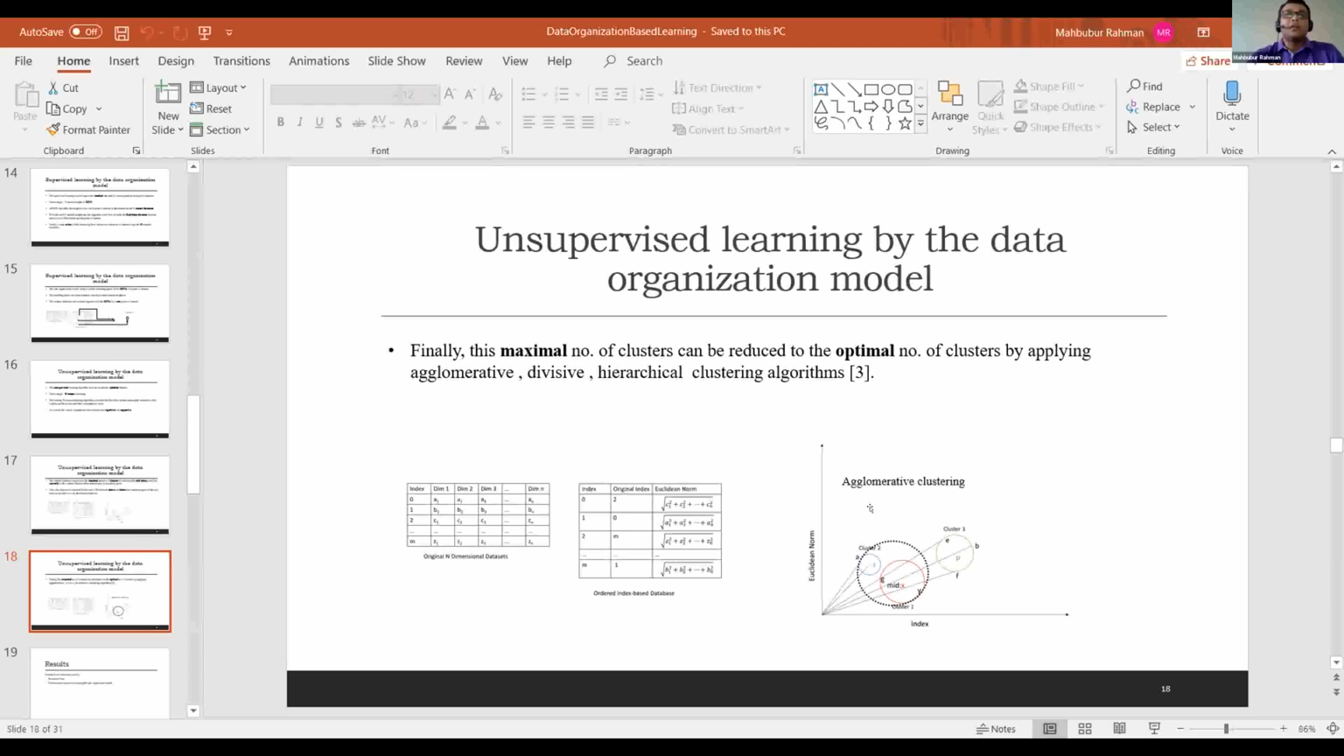In the figure, I have explained with the dotted circle that using agglomerative clustering, one, two, or many clusters can be combined, and as a result, we can find the optimal number of clusters. So this data organization model actually can provide the maximal number of clusters initially just by organizing these multidimensional points.